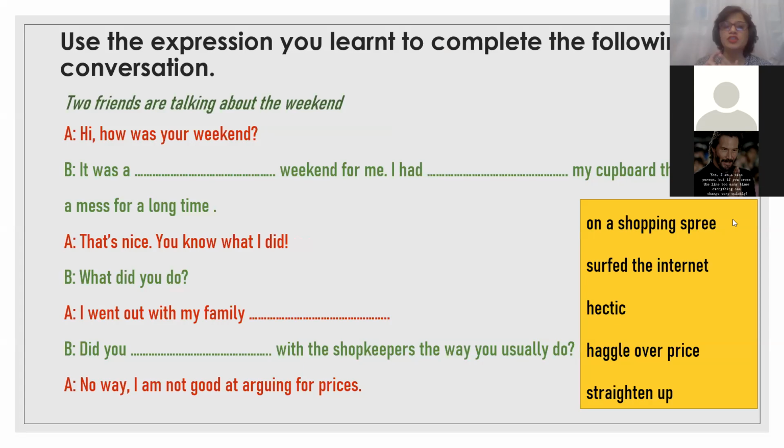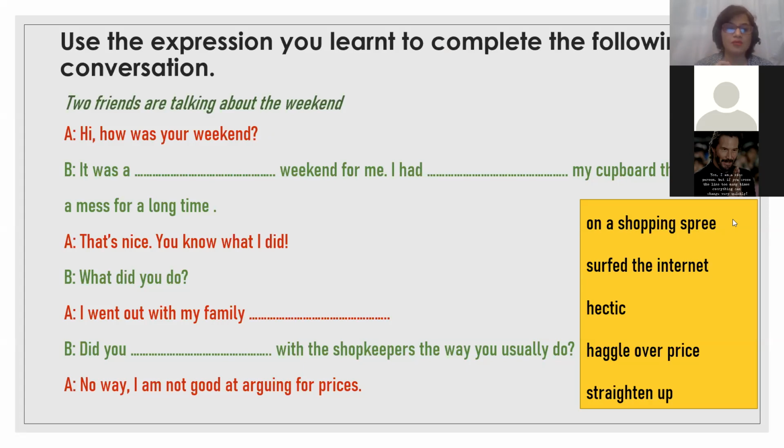Number one, which tense should we use? Present or maybe past. We are talking about this weekend, and when I say it was, it means past. We are talking about past experiences. So when we are using past experiences, which form of verb should be used? Should we say haggle, or haggled? Haggled. Should we say straighten up or straightened up? Straightened up. Okay, that's perfect.